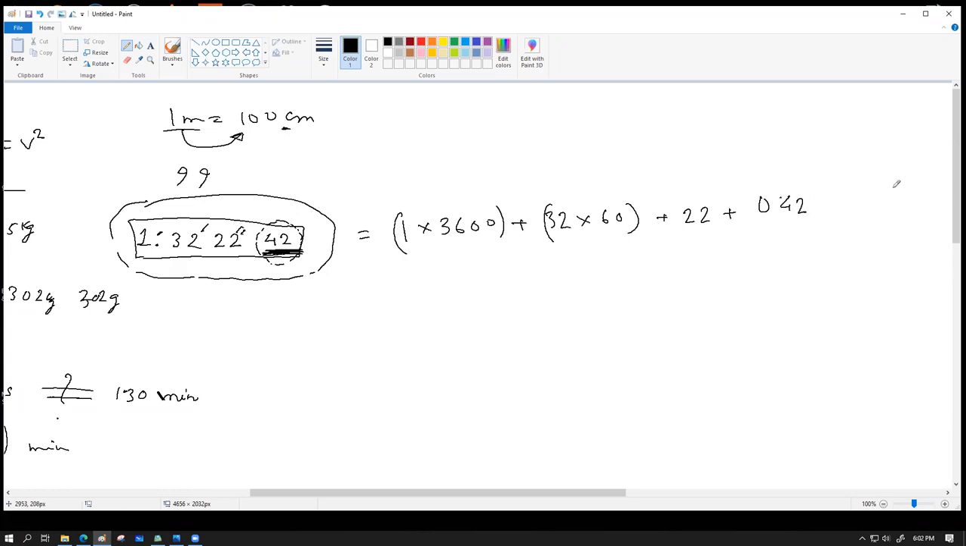3600 seconds. That's the total second value of this whole number. If you wonder why I am so bothered to convert everything into seconds, it's because the second is the internationally defined unit for time. The SI unit for time is the second. That's why I'm converting everything into seconds. So if you calculate the whole thing, that will be the total time represented in this stopwatch reading.